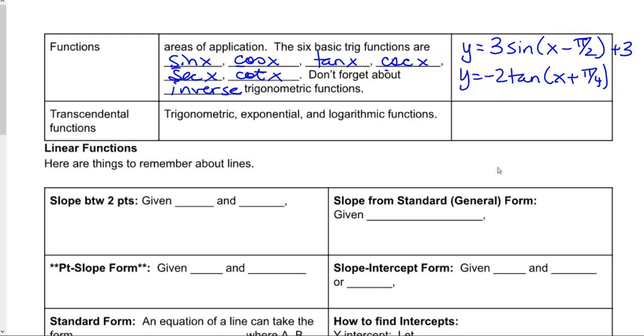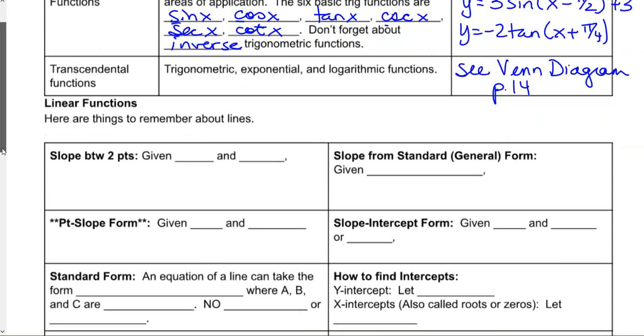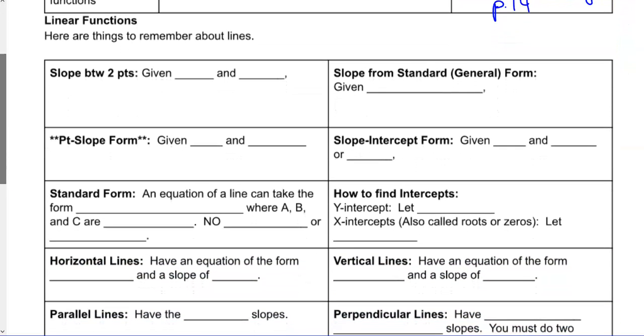Those are what we refer to as transcendental functions. I will give you something to look at if you want: there's a Venn diagram on page 14 that's very helpful for seeing how they all relate to each other. All right, let's move into talking about linear functions. The rest of this page and part of the next page is on that, and then we'll get into some other types of functions.